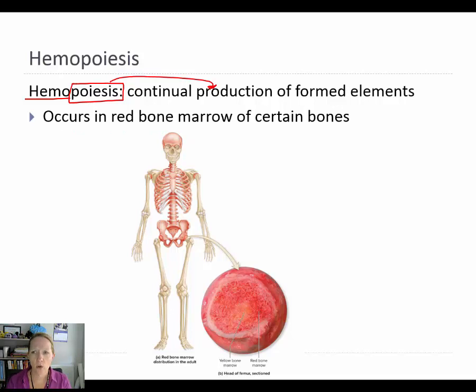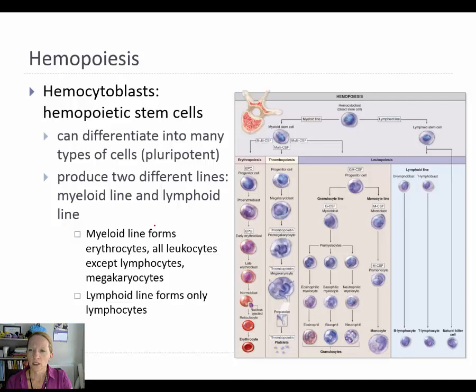So your flat bones are a really good example of where it's found. There's ribs, there's your sternum, it's the epiphyses of long bones, but really, it's only the proximal epiphyses as we get older. There's, of course, your vertebrae. You've got lots of red bone marrow in there, and the pelvis as well. So that's going to be where the main production of blood is done, in those certain spots. So let's take a look at what's going on here in that red bone marrow.